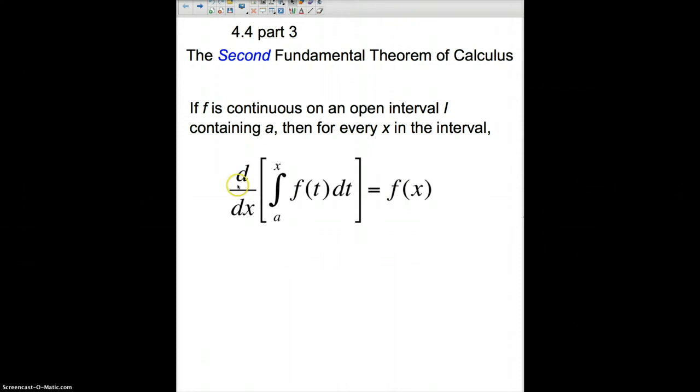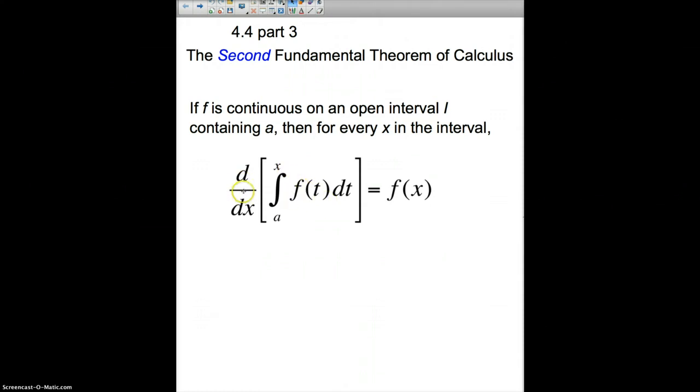Ooh, a derivative of an antiderivative? They undo each other? Ooh, that's not really that big of a deal, is it? We kind of knew that, right? Like if you multiply by something and then divide by the same thing, you're left with the original thing. Well, it's not exactly the original thing.